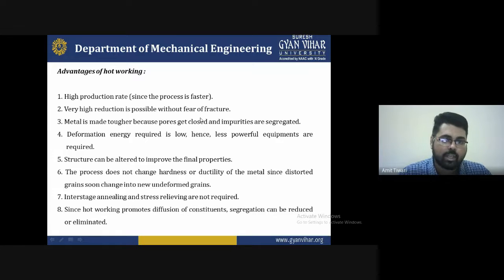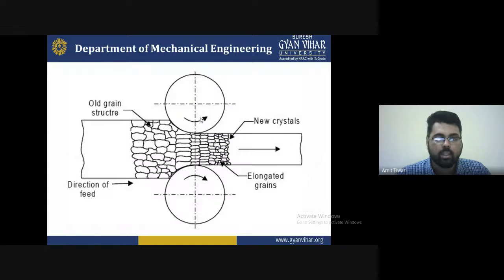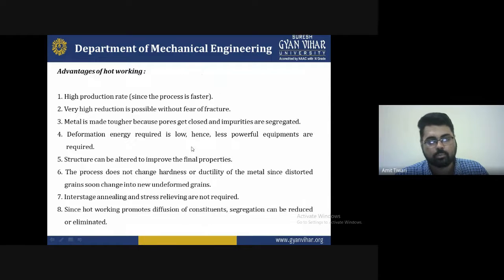Fifth, the structure can be altered to improve the final properties. Yes, obviously it improves, because as you see in this diagram, these are the existing structure and after that the new structure formed. You can see a lot of difference between them. So this point is true. Improving the final properties is very important, as the structure changes a lot. This is very helpful for making a new grain size with strong bonding of the metal, providing high mechanical strength of the material.